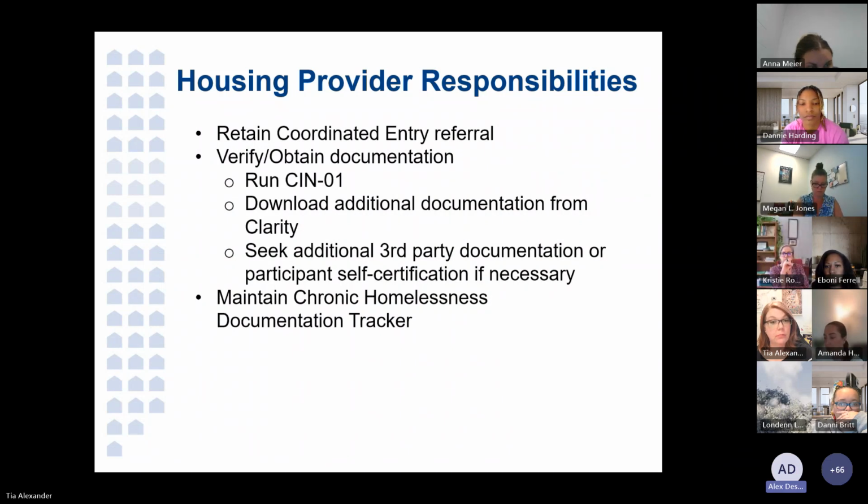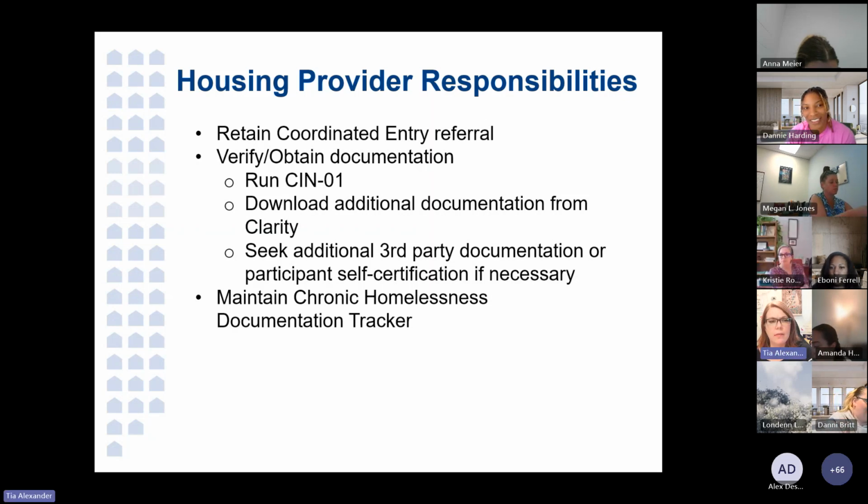It's also on the outreach worker to keep a copy of the referral too, right? And the chronic documentation, or is it just on the PSH provider? Did that question make sense or no? Yeah. I don't understand what he's asking.